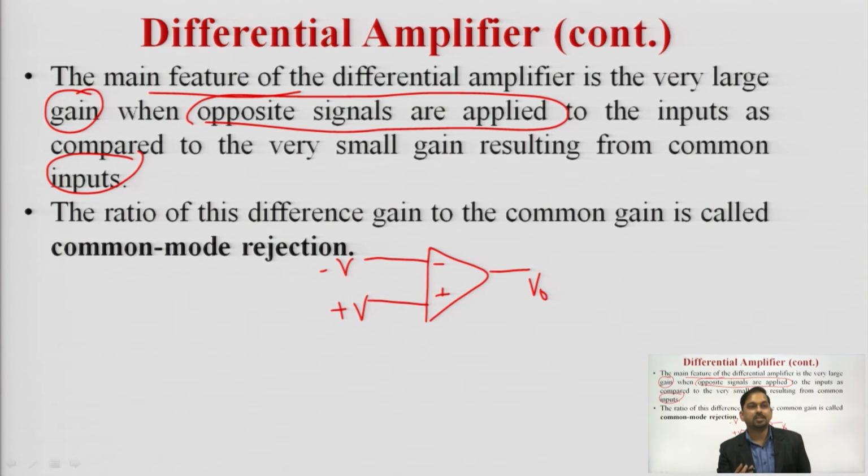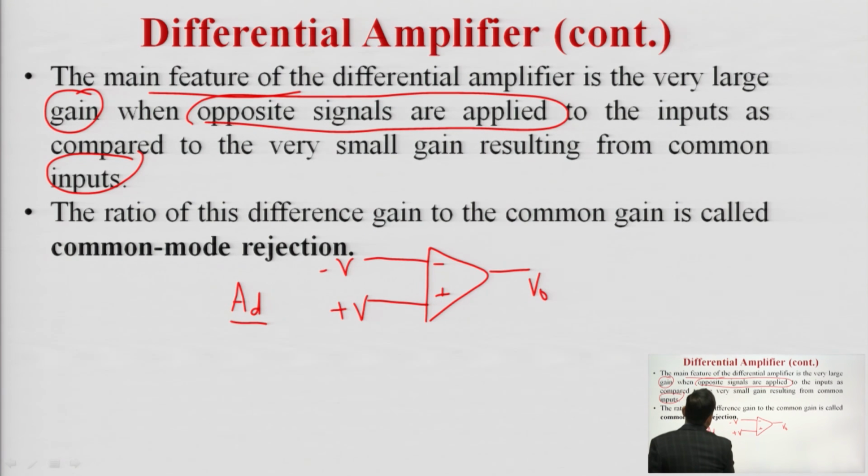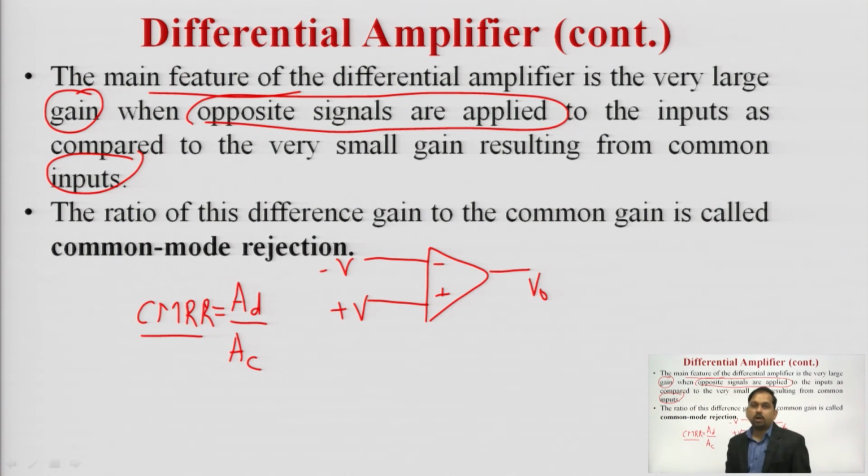the same polarity signals, and this is known as the common mode rejection, the ratio of the differential gain to the common mode gain. The differential mode gain is referred to as AD, and the common mode gain is referred to as AC. This is called the CMRR. We will see the actual definition of CMRR, common mode rejection ratio, but here we can say that opposite polarity signals will be highly amplified, whereas the same polarity signals will be rejected.